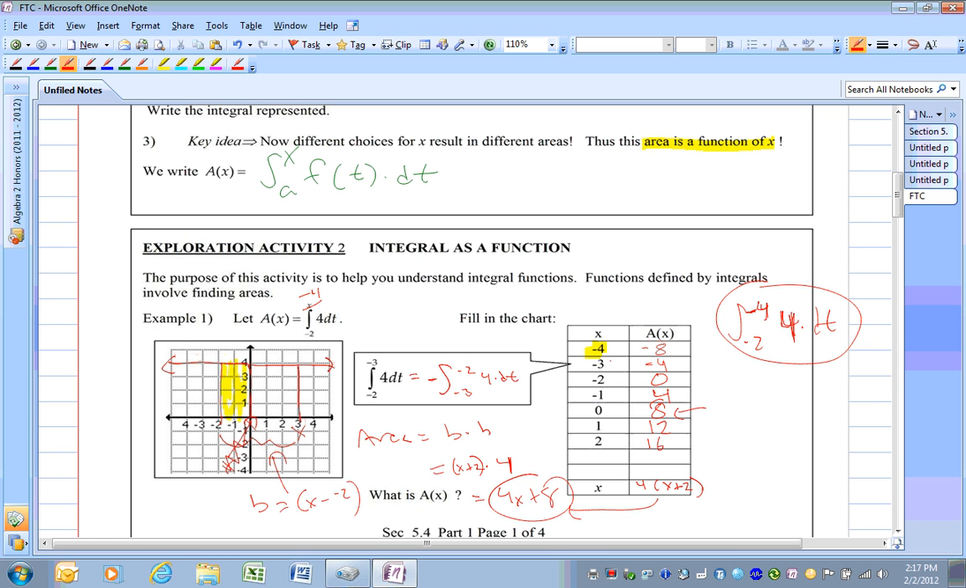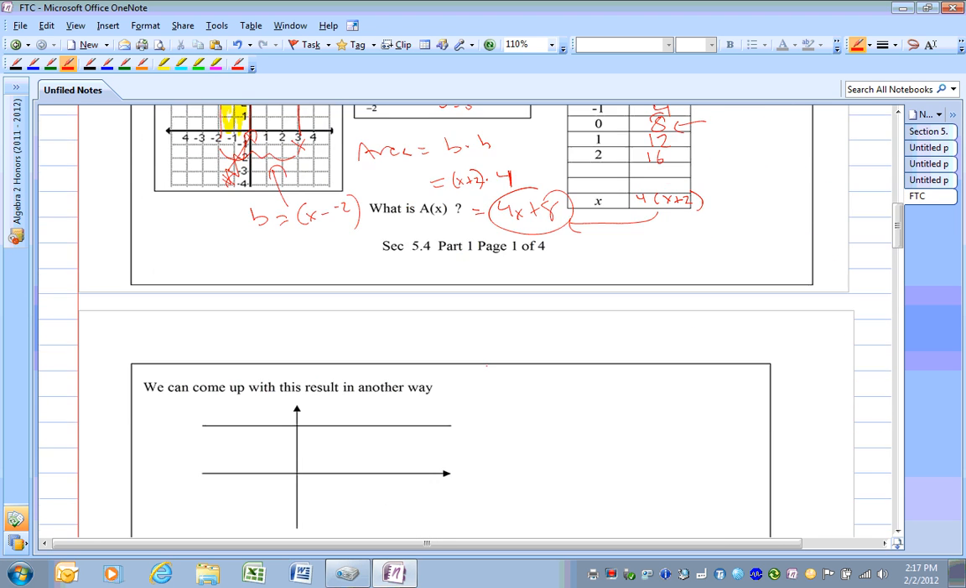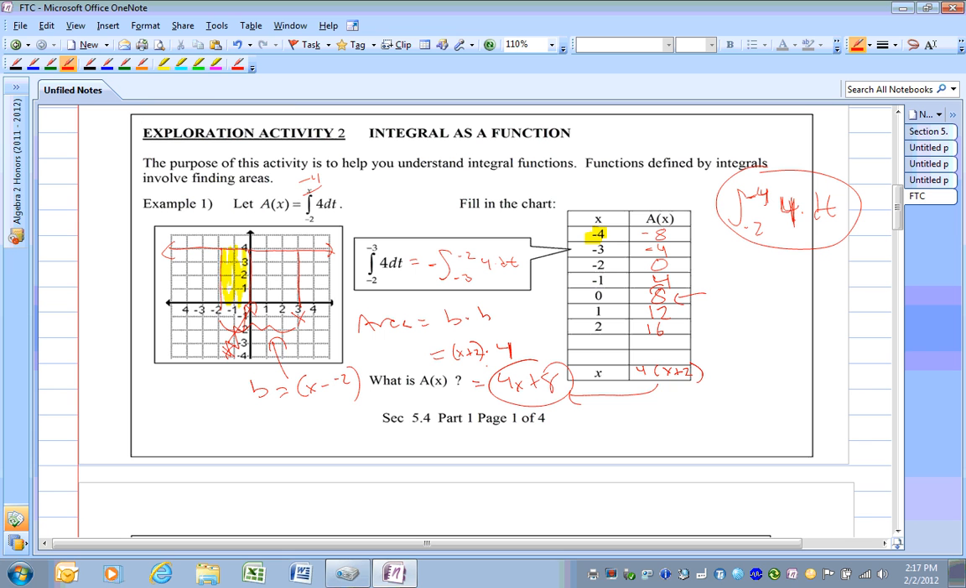By the way, before I move on to the next page, that was just the same thing, because you can always reverse it, right? Find area from negative 3 to negative 2, but then make sure you do negative, right? So this is important.